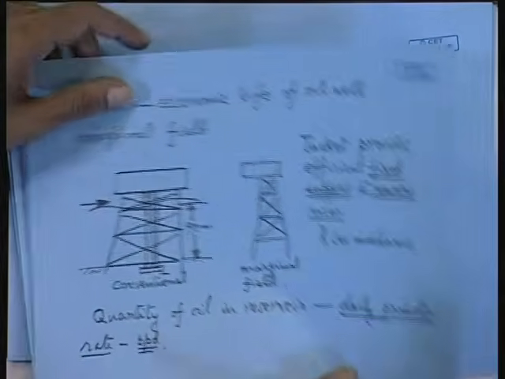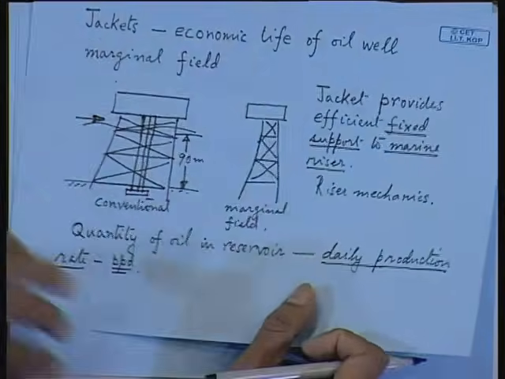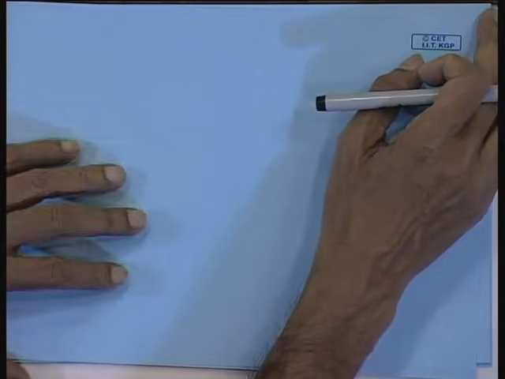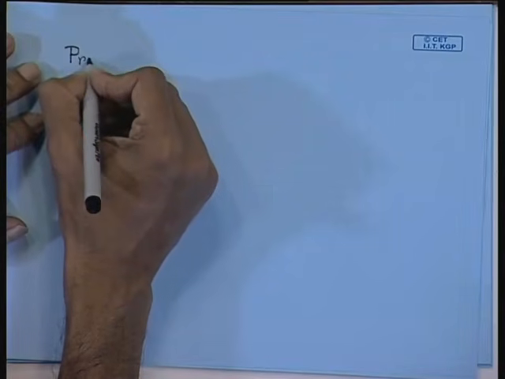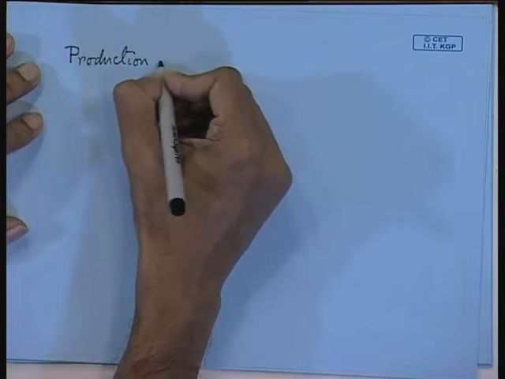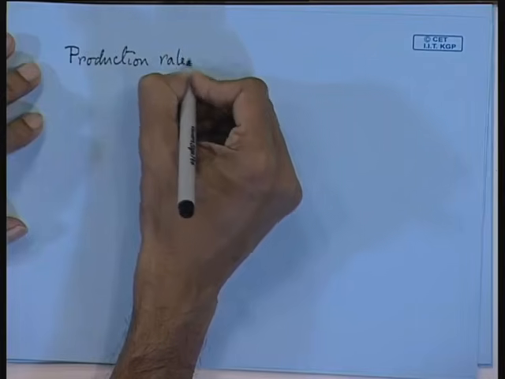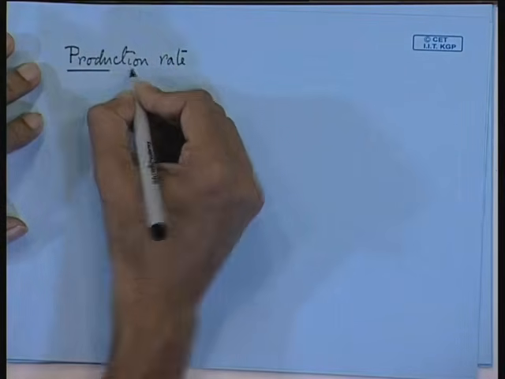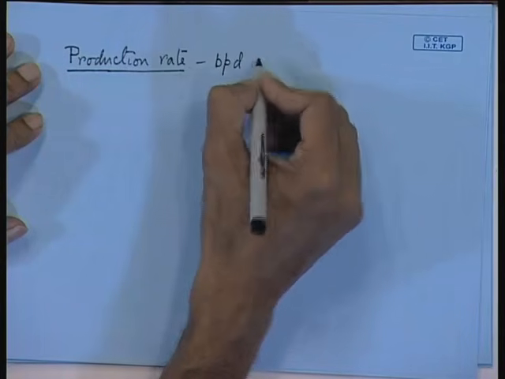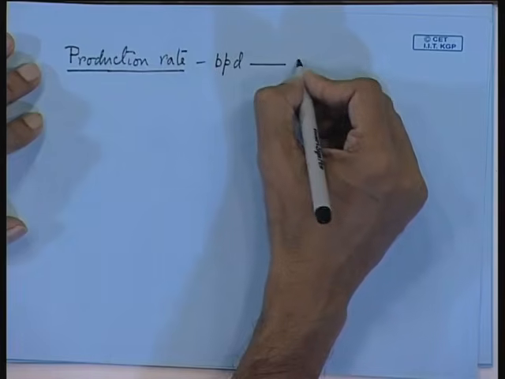The other aspect is when you go for this jacket platform, it is based on the BPD. I told you that BPD is coming from the production rate. Now, this production rate, that is barrels per day, that is what I told you, is a deciding factor on your production equipment.